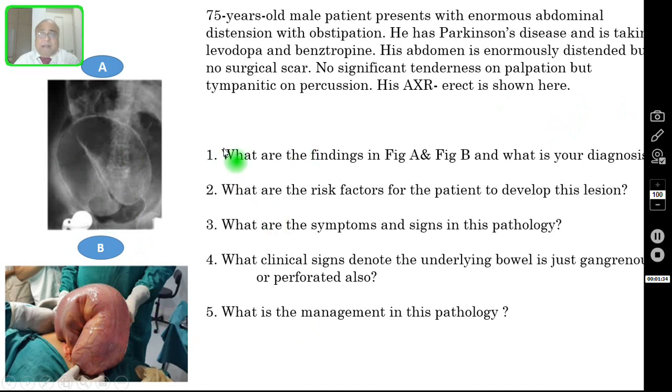Question number 1, what are the findings in figure A and figure B and what is your diagnosis based upon these figures and the clinical scenario? Question number 2, what are the risk factors for the patient to develop this pathology? Question number 3, what are the symptoms and signs in this pathology? Question number 4, what clinical signs denote the underlying bowel is just gangrenous or perforated also? Question number 5, what is the management in this pathology?